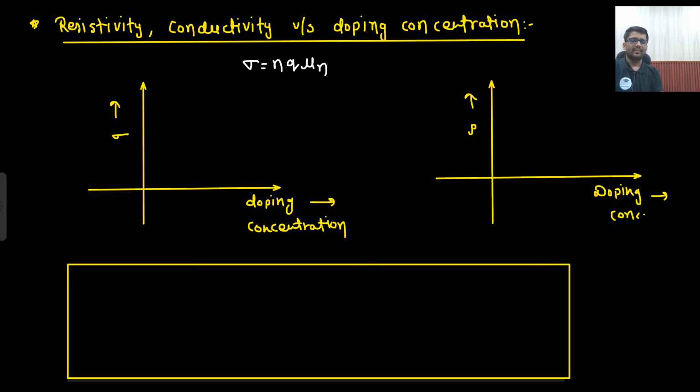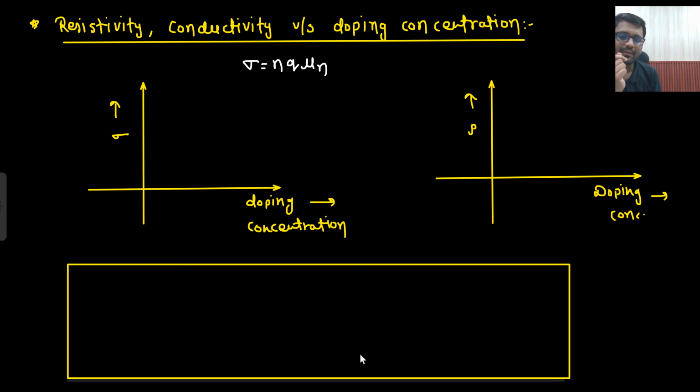Okay. Next, what we were seeing? Conductivity versus doping concentration. Here I will make the graph only for n-type, not for p-type. Sir, why not for p-type? We will tell you later on. In the next lecture you will understand why we are not drawing it for p-type here. Okay, only for n-type we will draw.